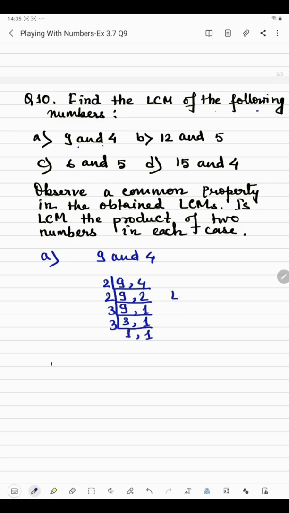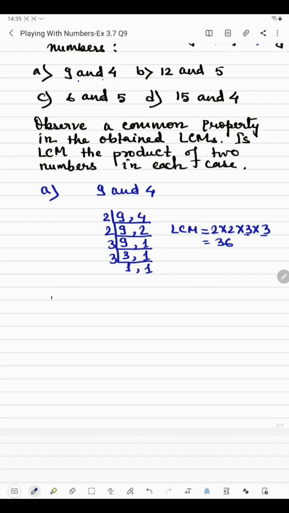Okay. So the LCM of 9 and 4 will be 2 into 2 into 3 into 3. So 2 2s are 4, 4 3s are 12, 12 3s are 36. So the LCM of 9 and 4 will be 36. Now in the next part we have 12 and 5.